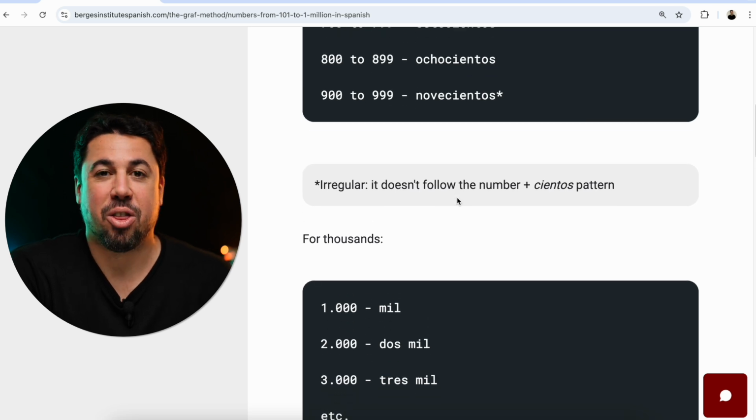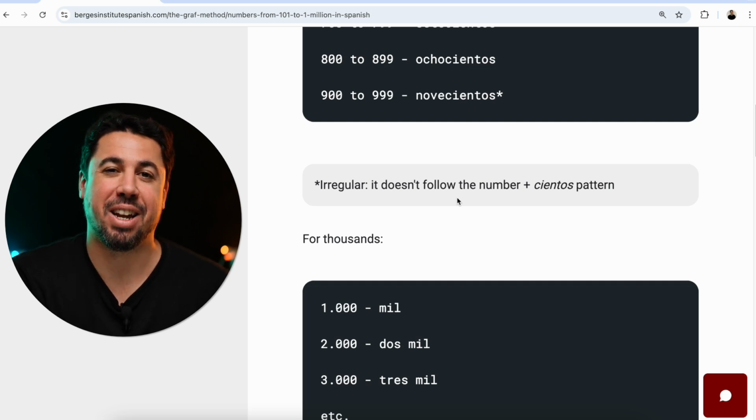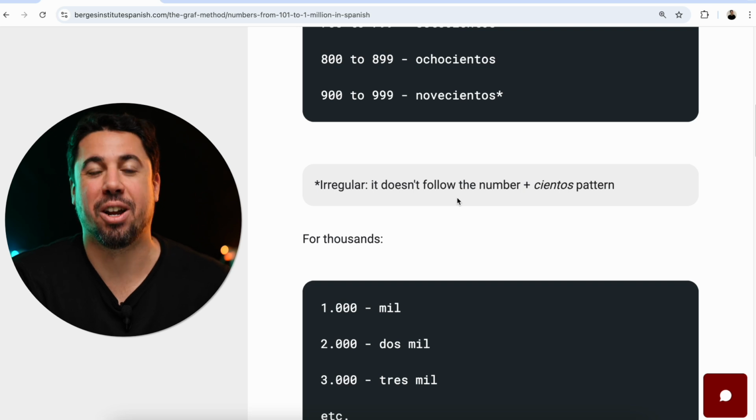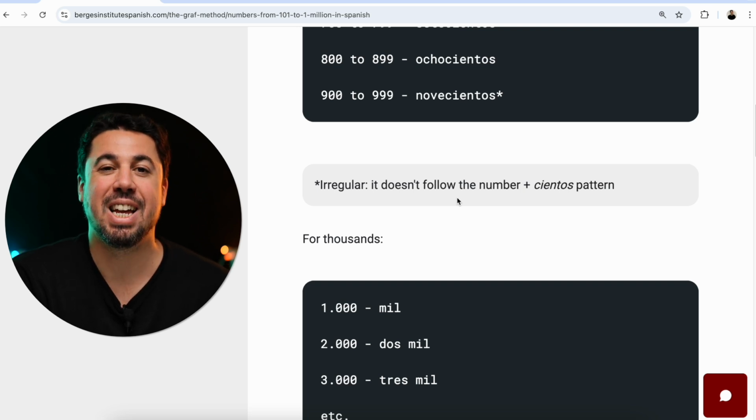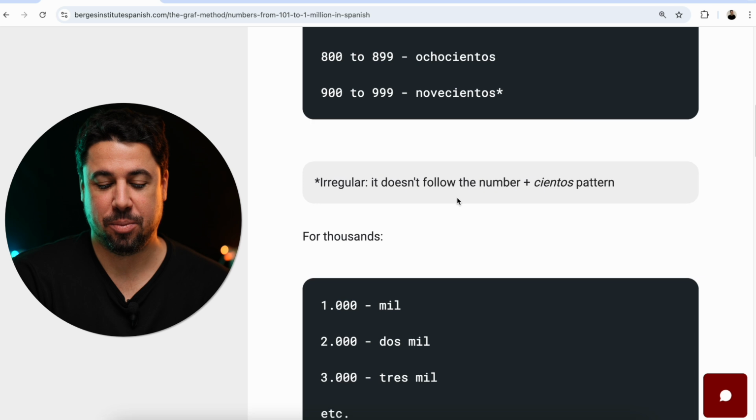So $800, $800, $8,000, $8,000, $8 million, we have to say it 8 millions of dollars, so 8 millones de dólares.